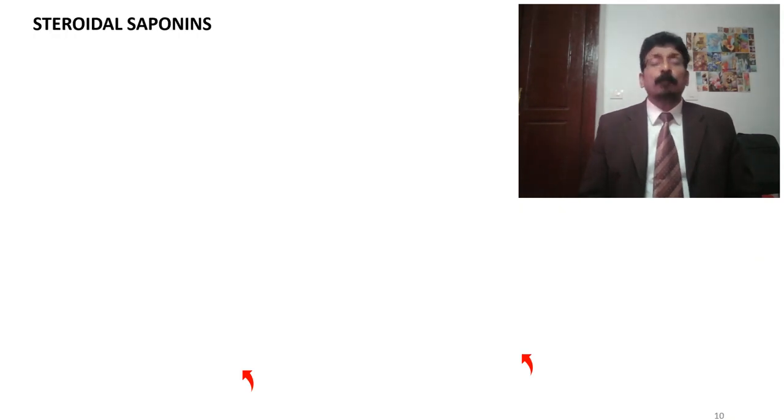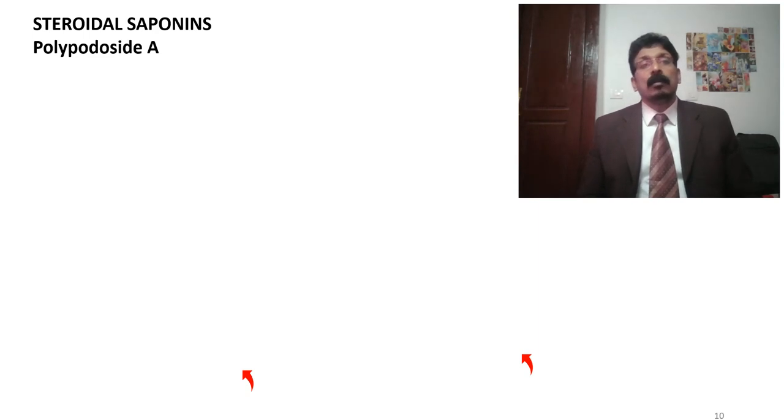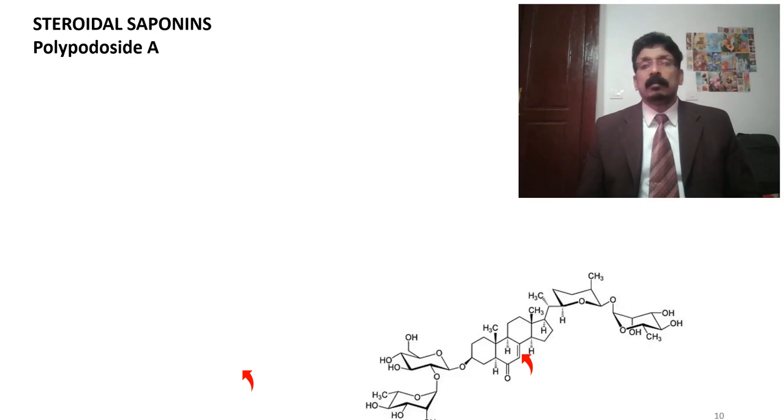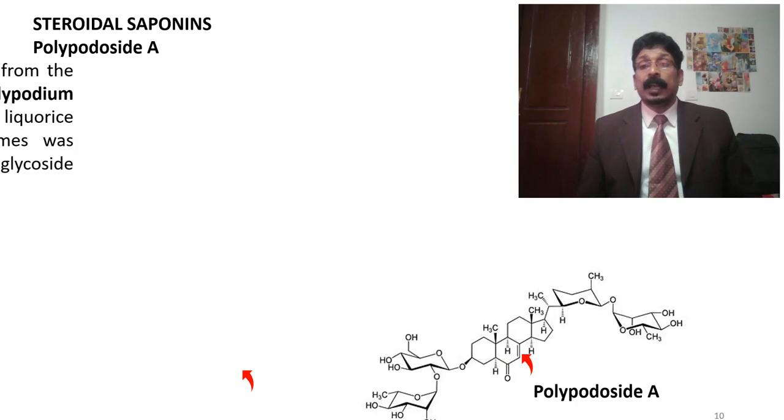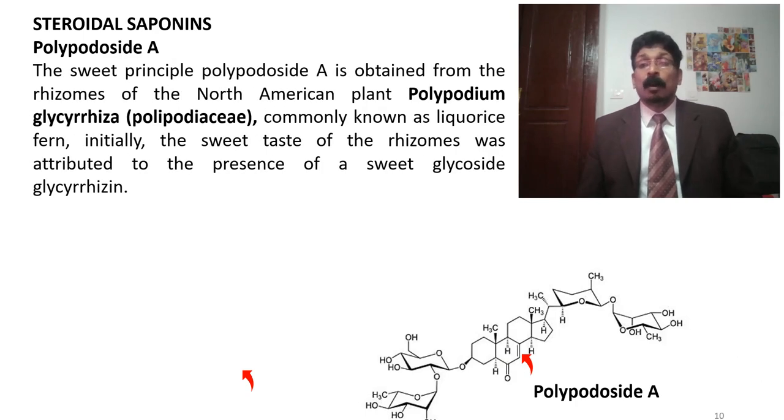Steroidal saponins, polypodoside A and B. You can see the structure of polypodoside A. There is a bond I have just mentioned, we can see what is the bond difference between polypodoside A and the other one. Polypodoside A is very important as a sweetening agent, obtained from rhizomes of Polypodium glycyrrhiza, native to North America. Polypodiaceae is the family, commonly known as licorice fern.